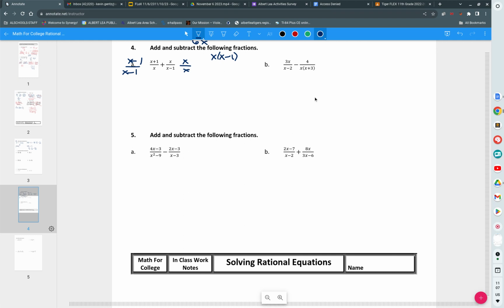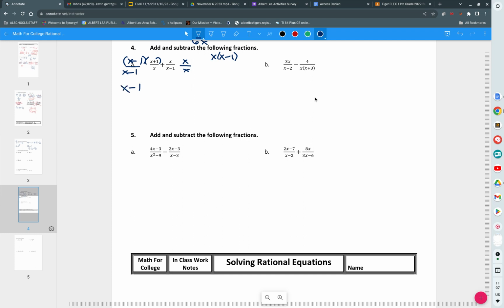Don't you have to distribute? So yes, Carly is correct. As we look at this top piece here, I need to take x minus 1 times x plus 1. What is x minus 1 times x plus 1?